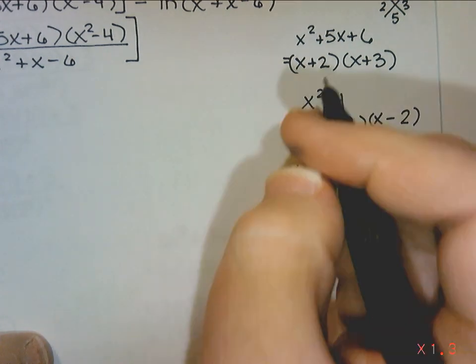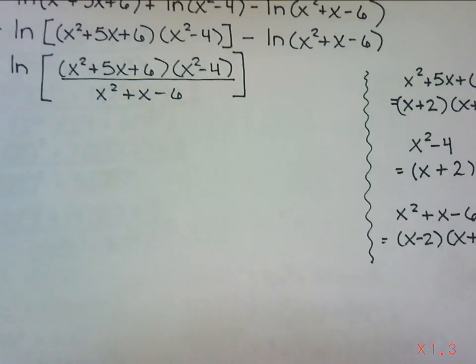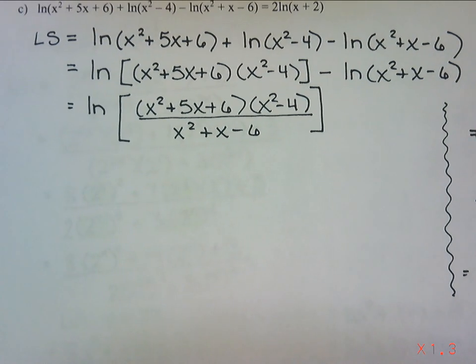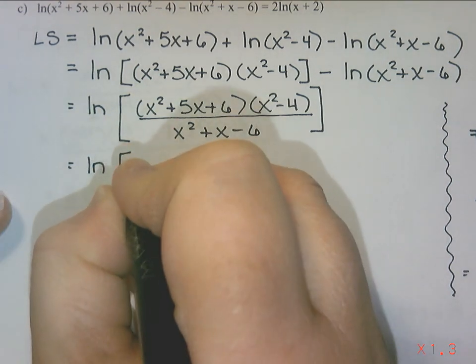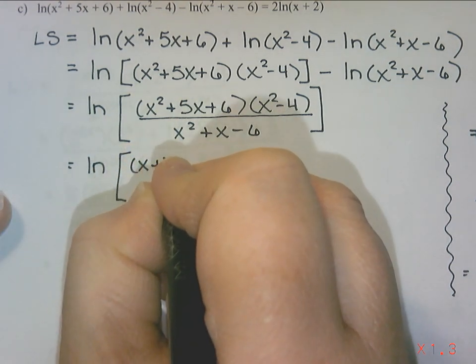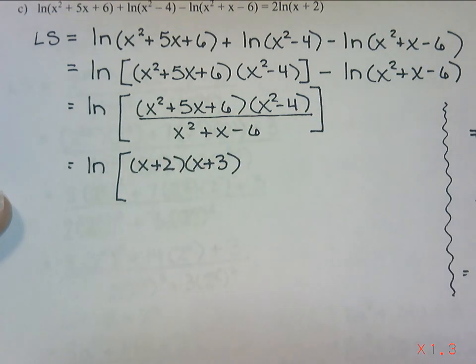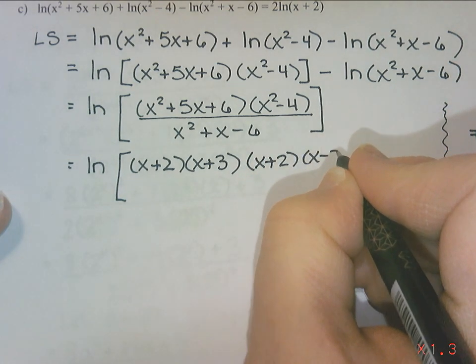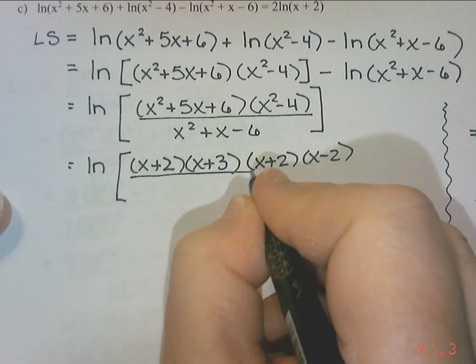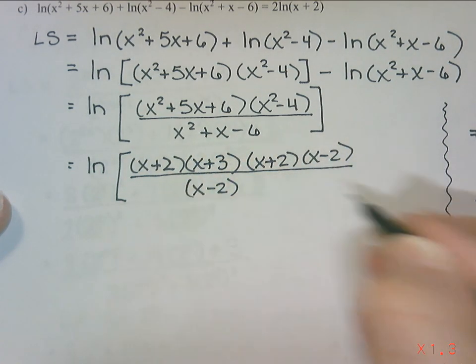Okay, I'm going to take all of those and put them back into our expression. So here we're going to get ln of, I've got x plus 2, x plus 3. That's the x squared plus 5x plus 6. The x squared minus 4 is x plus 2, x minus 2. And then in the denominator, that one factored to x minus 2, x plus 3.